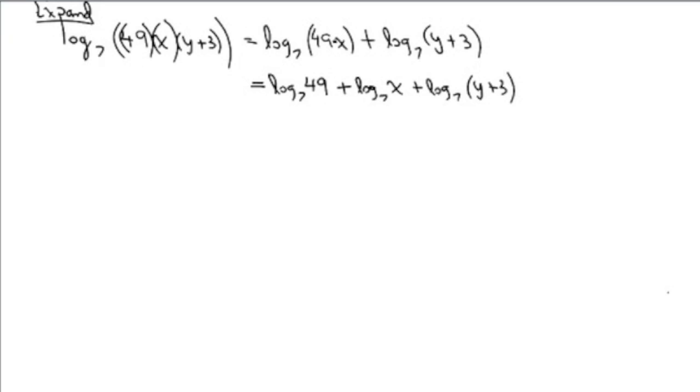Now what's log base 7 of 49 equal to? 2. So it's literally equal to 2. So this is 2 plus log base 7 of x plus log base 7 of y plus 3. That's the proper answer. Anytime you can simplify, simplify.